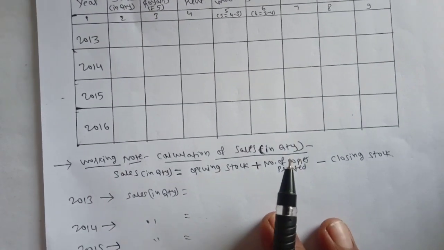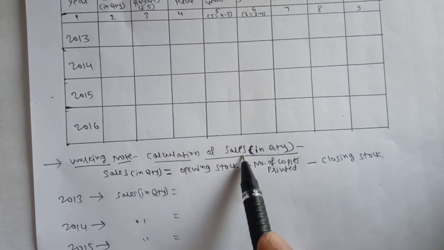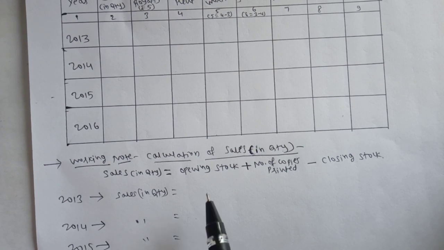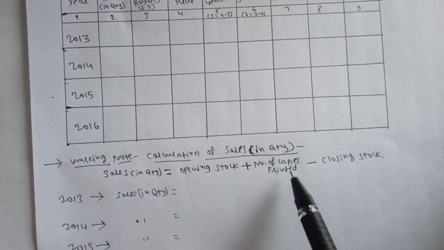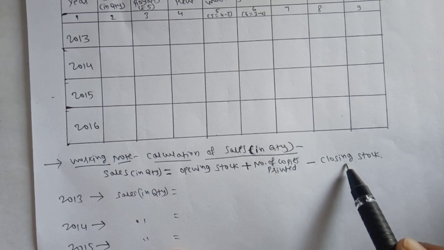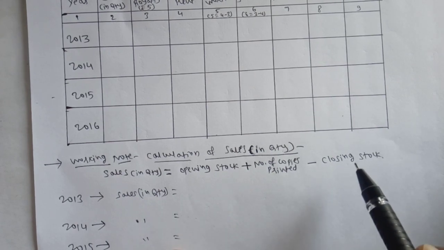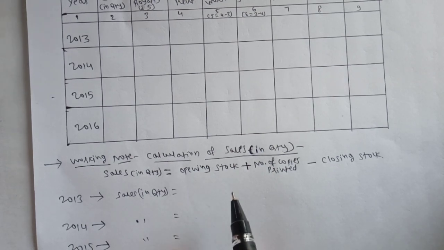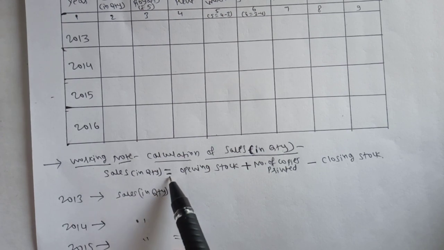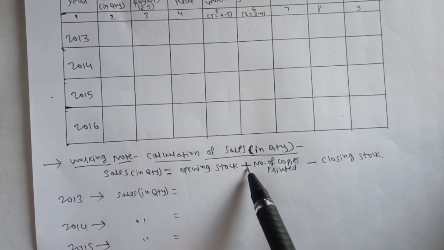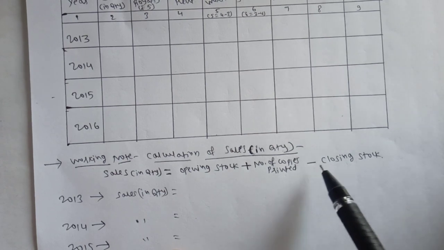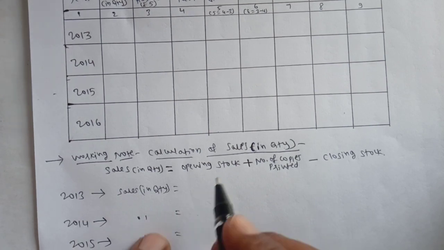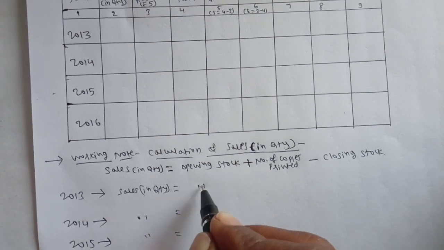So here working note I have given, working note calculation of sales, and this is in quantity. Okay, so how to calculate sales? See here in this problem number of copies printed is given and closing stock is given. Okay, and here last year closing stock will be next year's opening stock. So the formula for calculation of sales is sales in quantity is equal to opening stock plus number of copies printed minus closing stock.